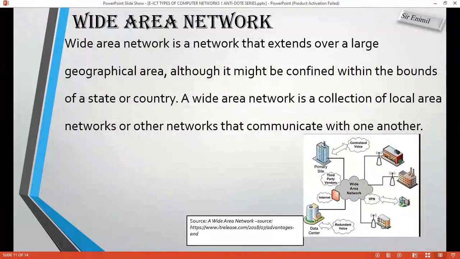Now, a wide area network is a network that extends over a large geographical area, although it might be confined within the bounds of a state or country. A wide area network is a collection of local area networks or other networks that communicate with one another. So if you want a wide area network, you can have several local area networks forming what? A wide area network. Or you can have several metropolitan area networks forming what? A wide area network.